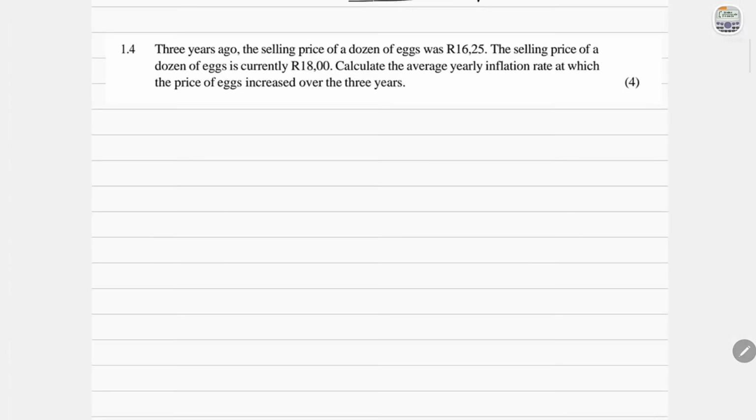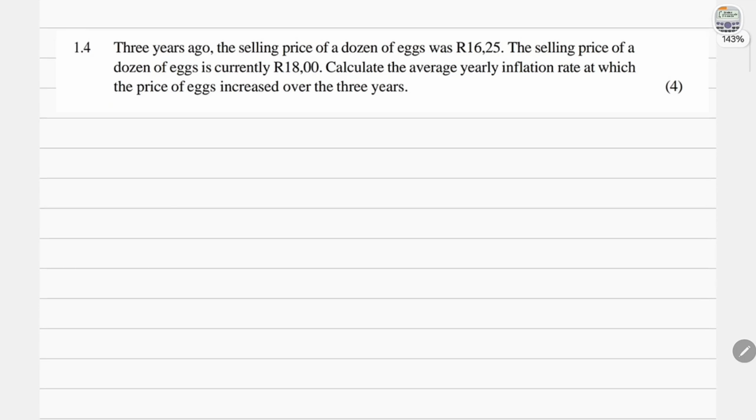Question 1.4 says, 3 years ago, the selling price of a dozen of eggs was 16 Rand 25 cents. The selling price of a dozen of eggs is currently 18 Rand. Calculate the average yearly inflation rate at which the price of eggs increased over the 3 years.